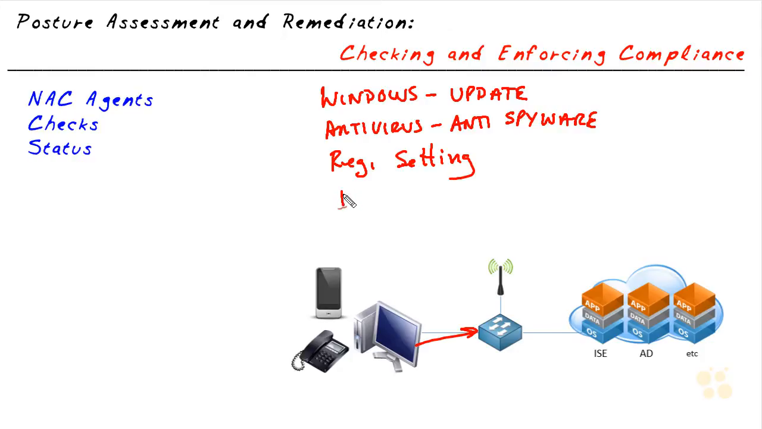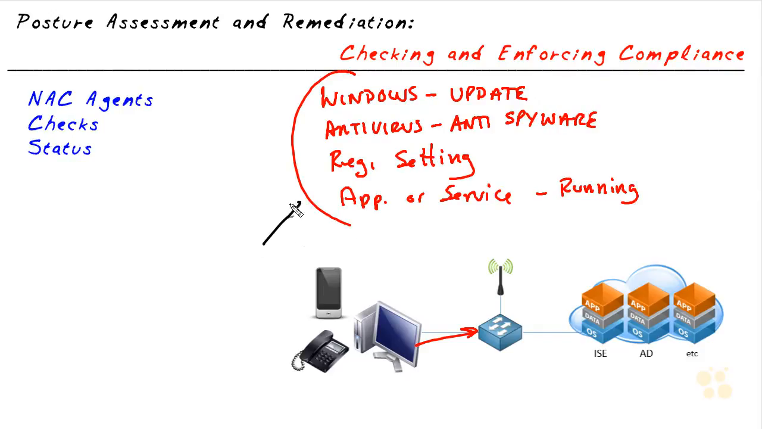Or maybe we're looking for some type of application or service that's currently running on the system. And if that software or service or application is not running on the system, we don't let that computer in. And we can check not only Windows computers, but we also can check other devices as well. For example, Mac OS. The next question is, how in the world do we check all of those things before we let that computer onto the network?